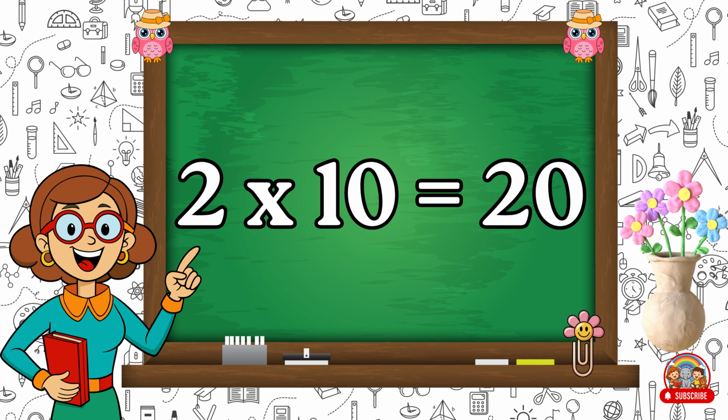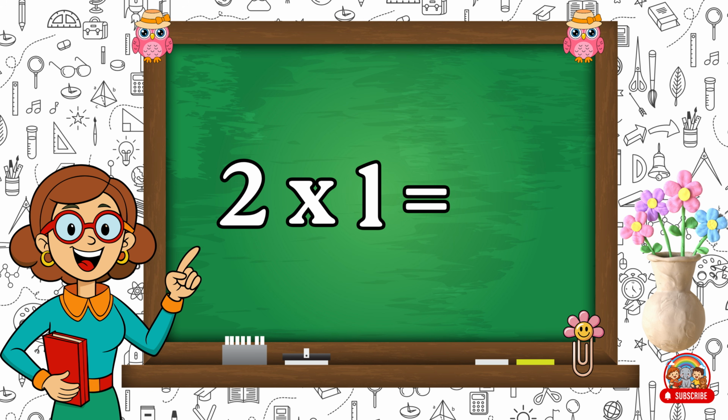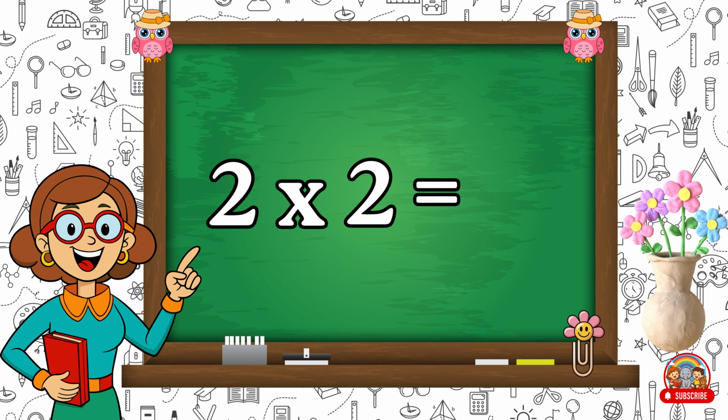So tell me children, 2 ones are 2. 2 twos are 4. 2 threes are 6. 2 fours are 8. 2 fives are 10.